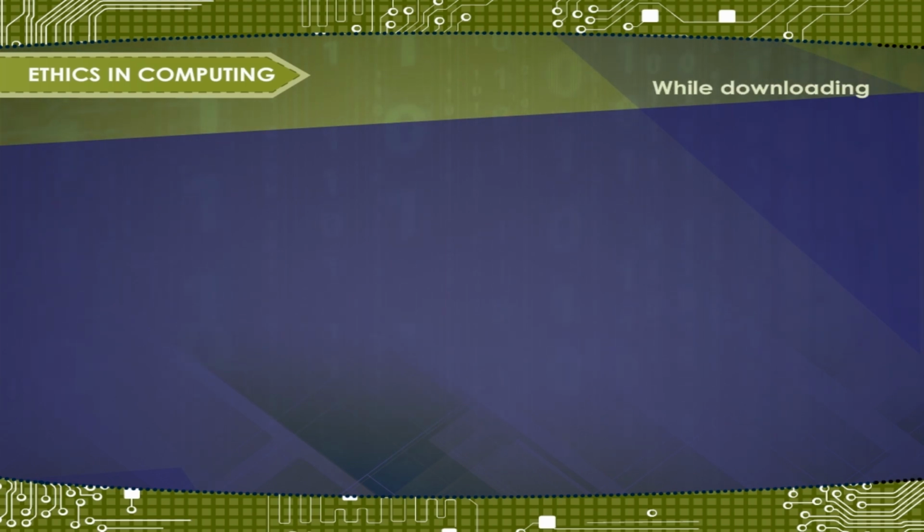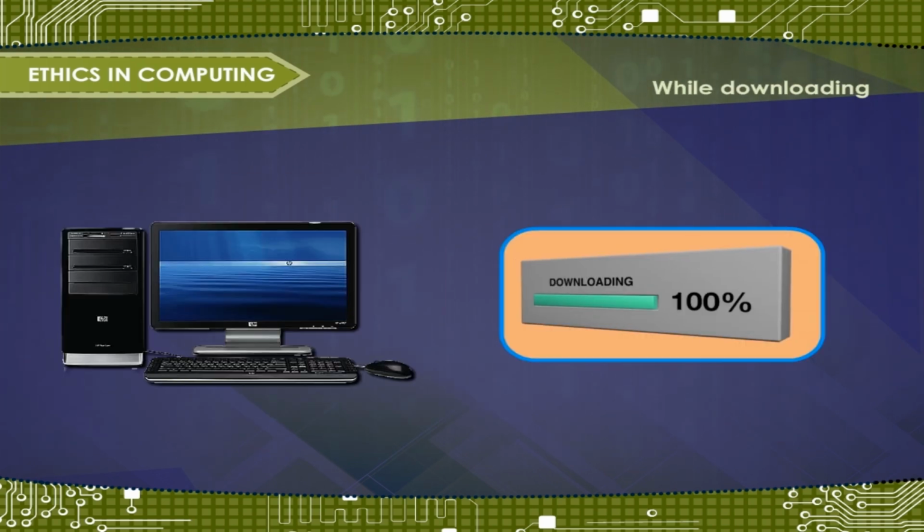Downloading. Internet is used to learn about music, video, and games by listening to it and learning how to play games. We must not use it for downloading them or share the copyrighted material.